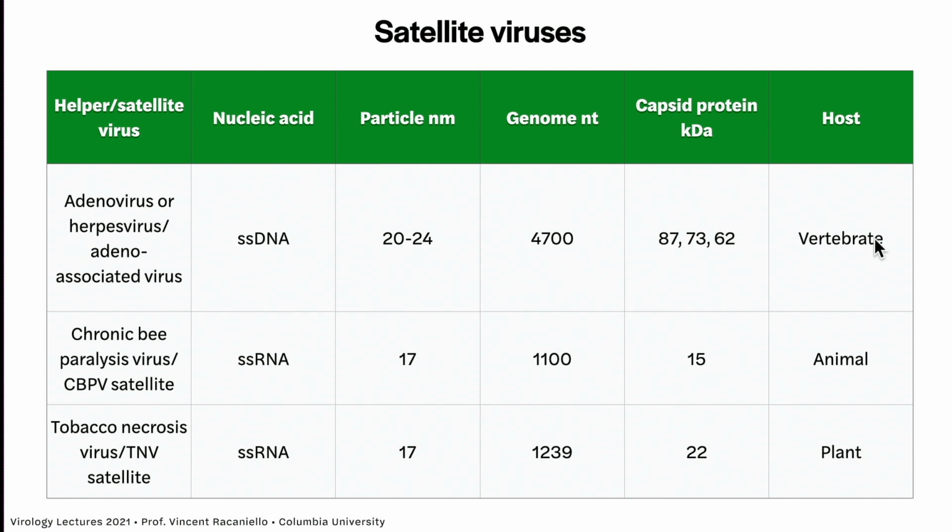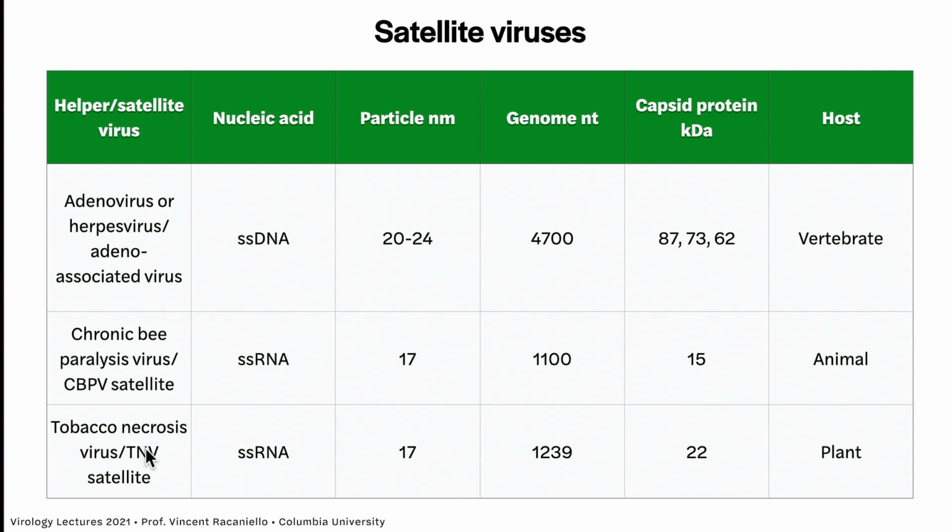Here, the capsid protein, and the hosts are vertebrates. Many AAVs infect us and other animals as well. Then there's an insect one. The helper virus is chronic bee paralysis virus. The satellite is called chronic bee paralysis virus satellite, right? So that's the pair. And this satellite, single-stranded RNA, again, a particle, 1,100 nucleotide genome, RNA genome, 15 kilodalton capsid protein, infects the bee, of course.